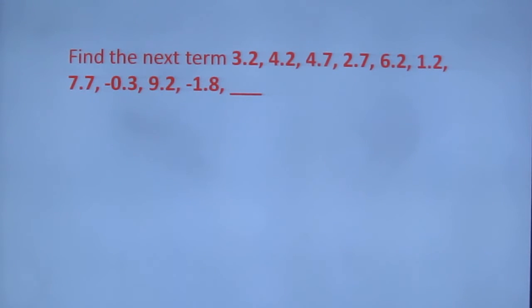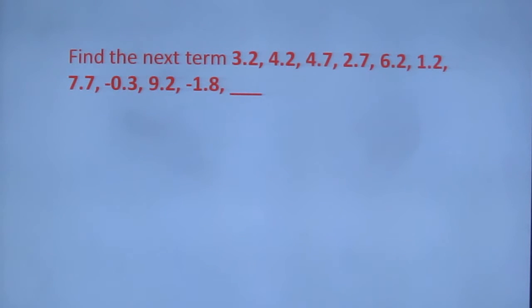This question is the same type as the previous one. Find the next number: 3.2, 4.2, 4.7, 2.7, 6.2, 1.2, 7.7, minus 0.3, 9.2, minus 1.8. How to do this question? Once you observe, the numbers end with 0.2, 0.2, 0.7, 0.7, 0.2, 0.2, 0.7, but then there is a gap and it goes as 0.3, 0.2, 0.8. So that logic won't work out.